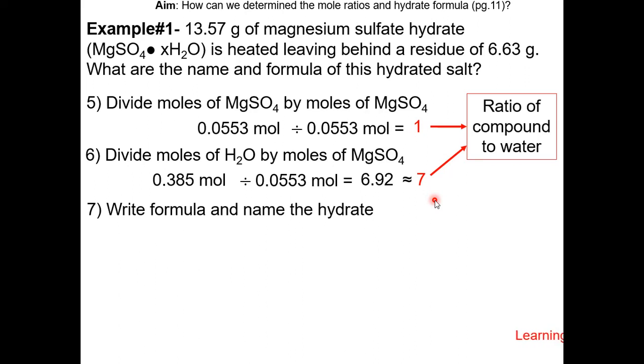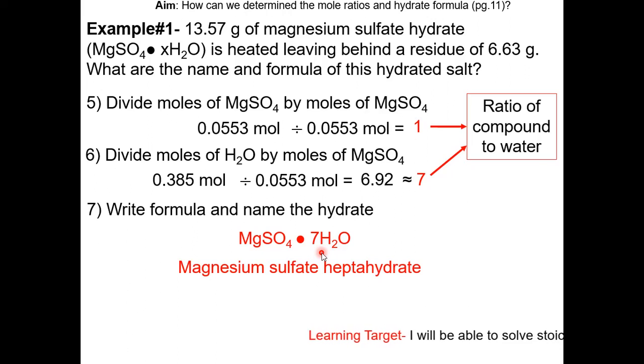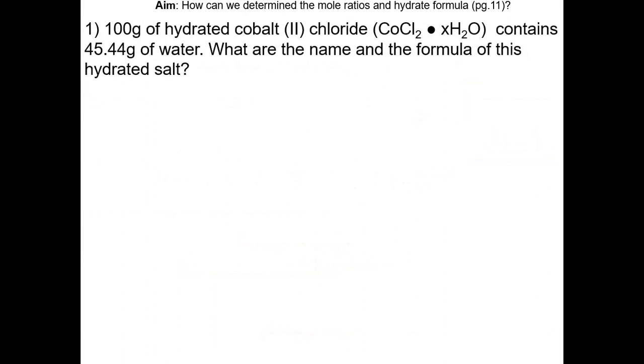So the final step is to write the formula and the name of the hydrate. So it's MgSO4 with 7 water molecules. So this is magnesium sulfate heptahydrate. I am going to do one more question as an example. Question 1: 100 grams of hydrated cobalt(II) chloride, CoCl2 · X H2O, contains 45.44 grams of water. What are the name and the formula of this hydrated salt?